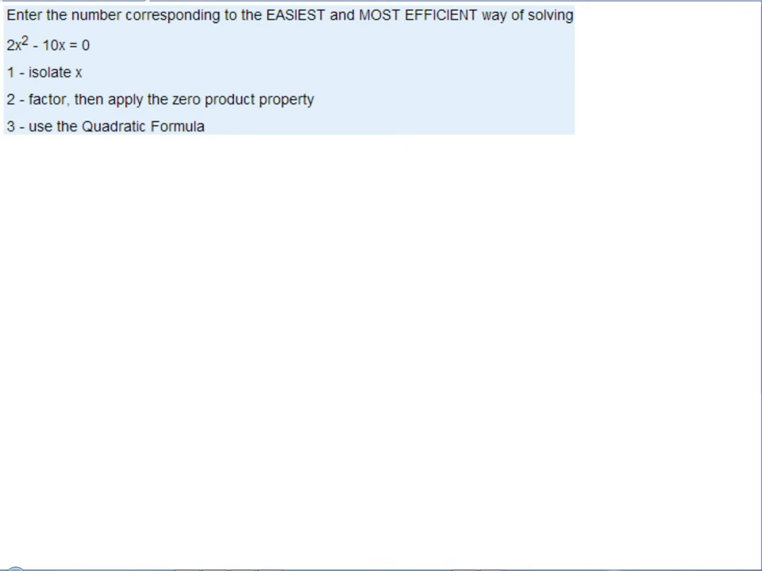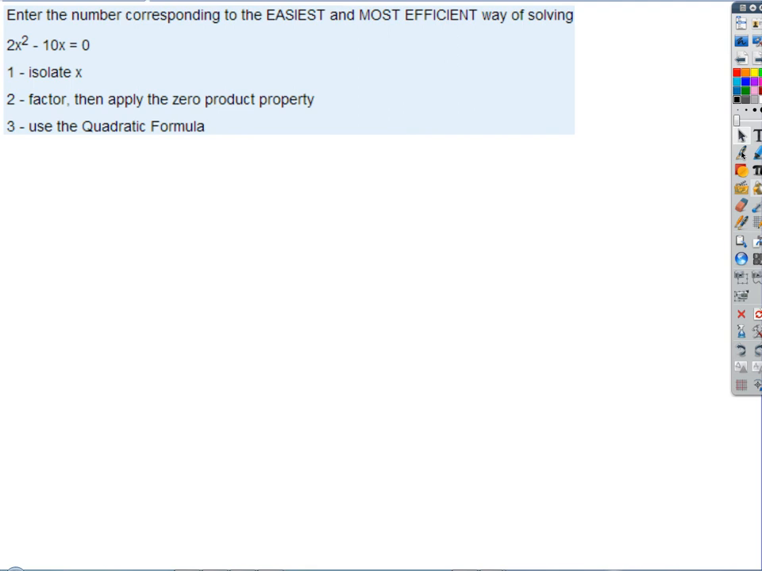Okay, so let's talk about these. Now, most of them come from what we would call the procedural review, so a lot of them are just going to be ones we'll look at and get through pretty quickly. All right, the first one: enter the number corresponding to the easiest and most efficient way of solving this.